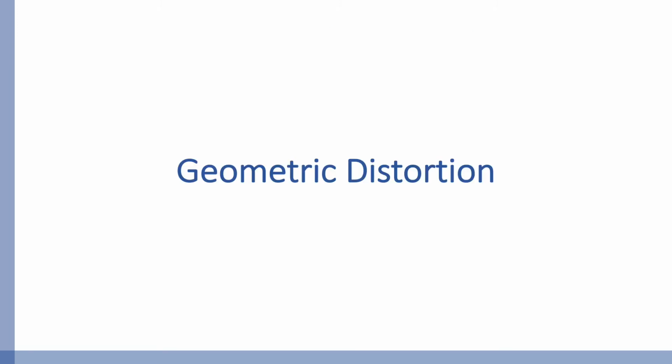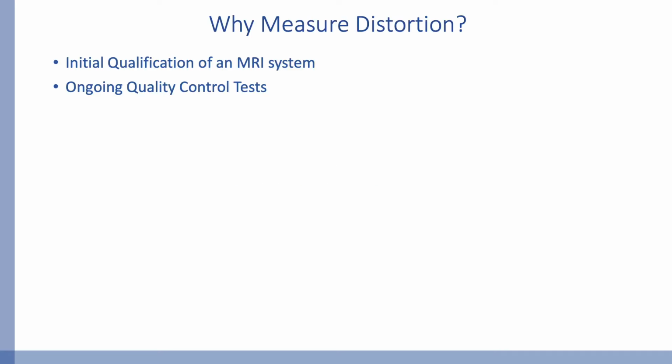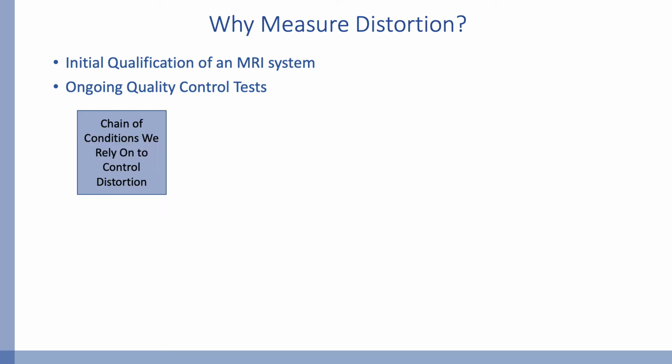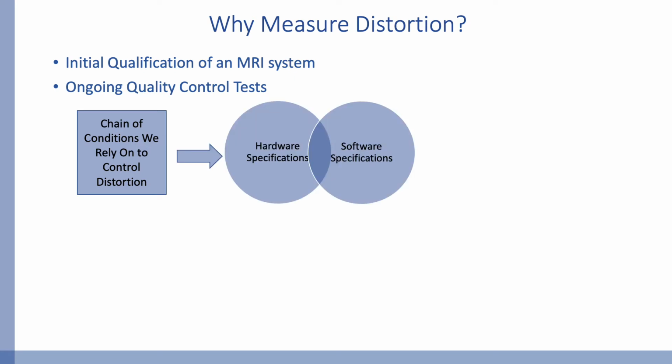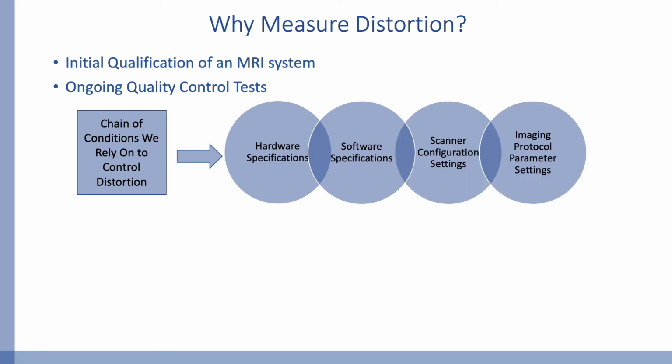We'll start the discussion with geometric distortion, which is particularly critical to radiation therapy planning. Modern MRI scanners are often reported to have distortion less than 2 millimeters. So why is it still important to measure distortion? The answer is that in order to keep distortions low, we're actually relying upon a long chain of conditions to hold. First, not all scanners have capability to give such low distortion, and so the hardware and software must be of a certain type. Next, the distortion also depends upon scanner configuration settings, such as having distortion correction turned on, as well as image protocol parameters such as the receive bandwidth.